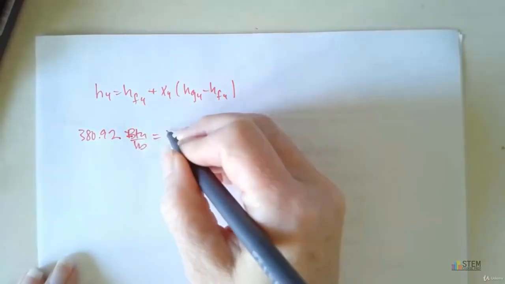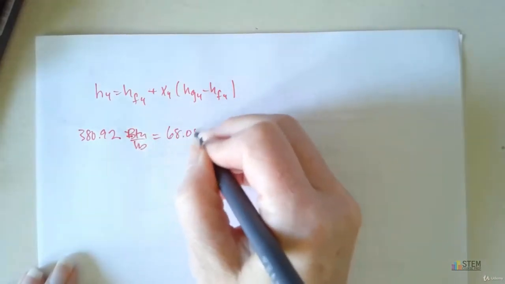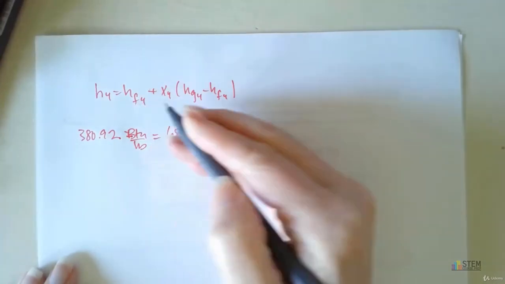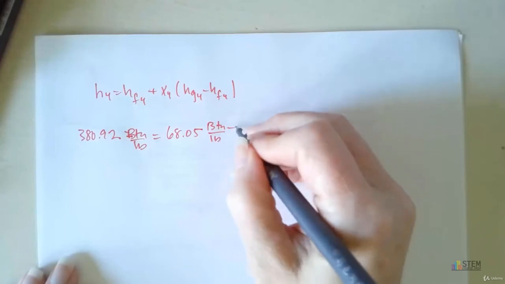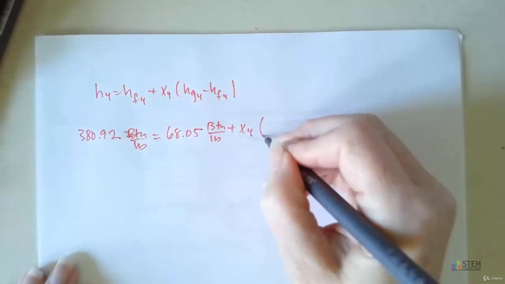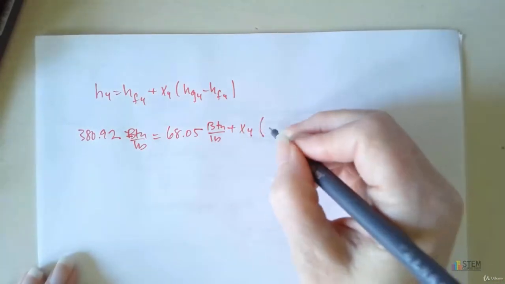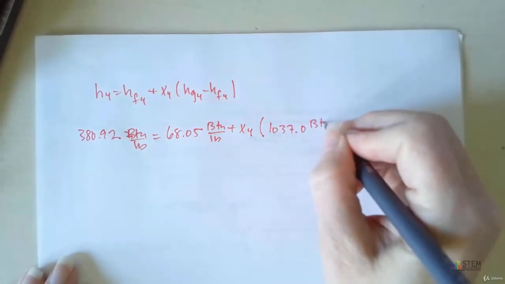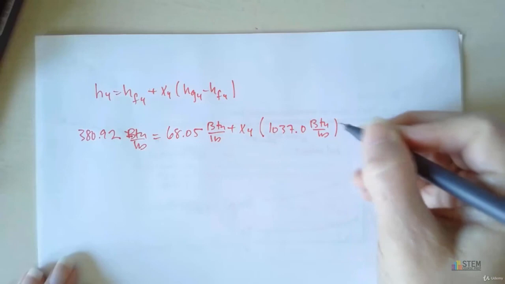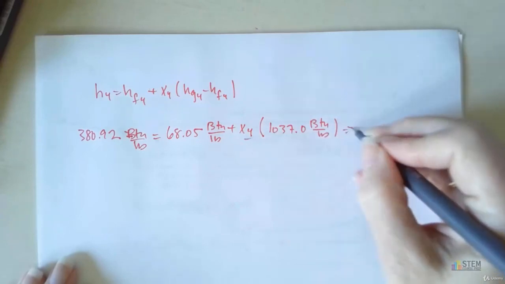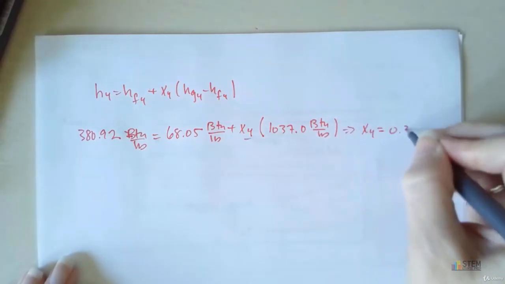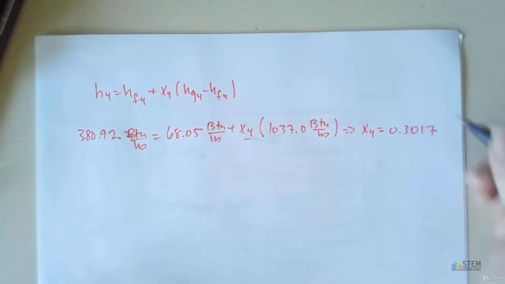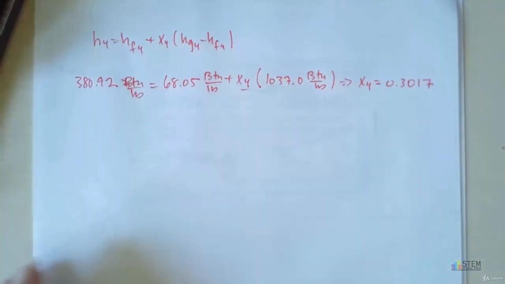That's got to equal 68.05. That's what you get for HF at 100 degrees. And then we're going to have plus X4 times the difference between G and F, which is 1037.0 BTU per pound. From this, you can solve for X4. So 0.3017. All right, we're almost to work, I promise you.